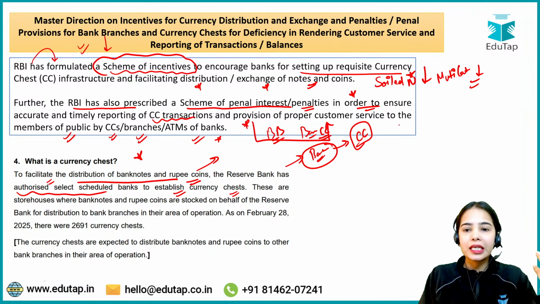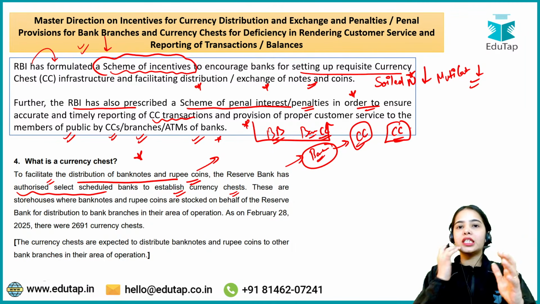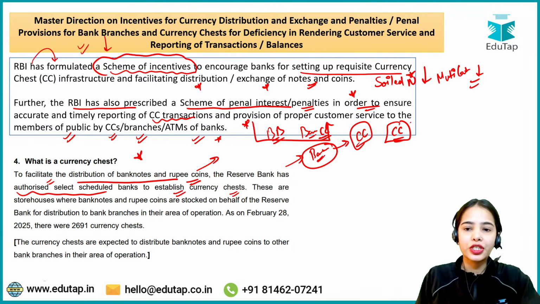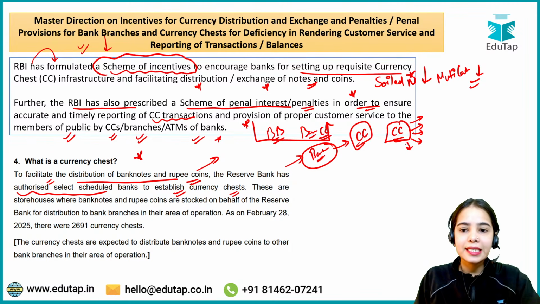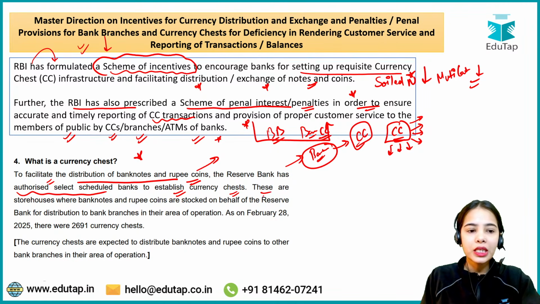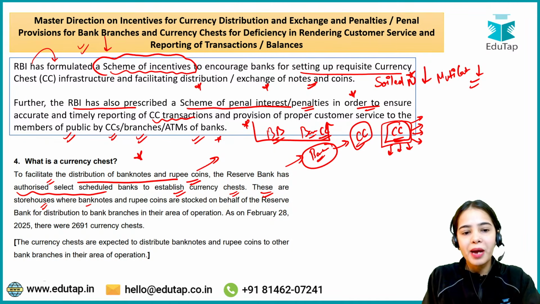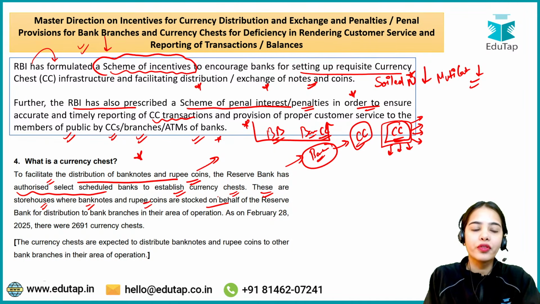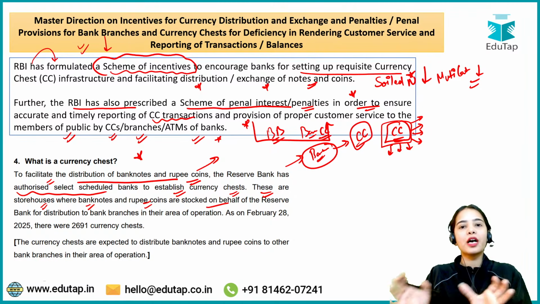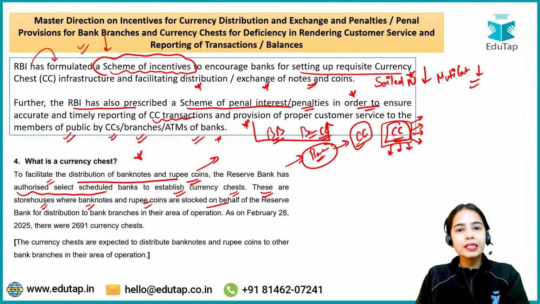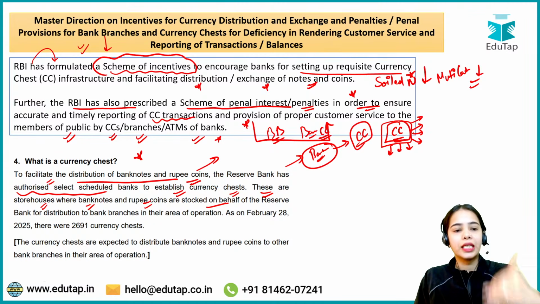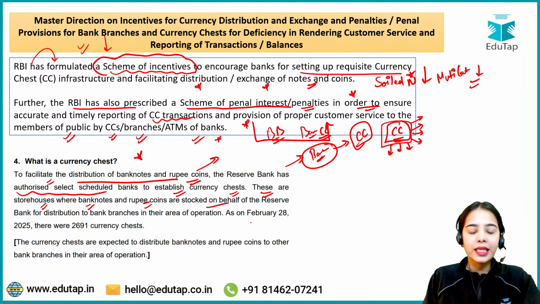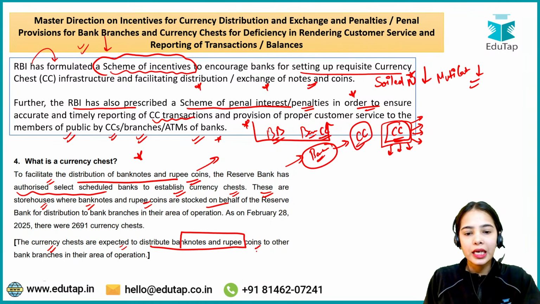Okay, so they are basically the tijori from where the other bank branches in the nearby area can access the banknotes. Okay, these are storehouses. So currency chests are the tijori, the storehouses where banknotes and rupee coins are stocked on behalf of the Reserve Bank of India, because the Reserve Bank of India has the core function of currency management and maintaining the money supply in the economy. Okay, so this is the idea, that the currency chests are expected to distribute banknotes and rupee coins to other bank branches in their area of operation.